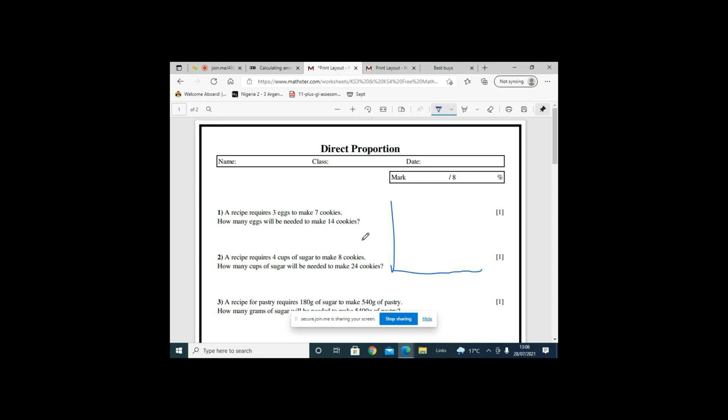So for example, if this is the temperature, and this is the sales of ice cream. As the temperature increases, more people will come out to buy ice cream, so the sales will also increase. That means that temperature and sales of ice cream are directly proportional to each other.